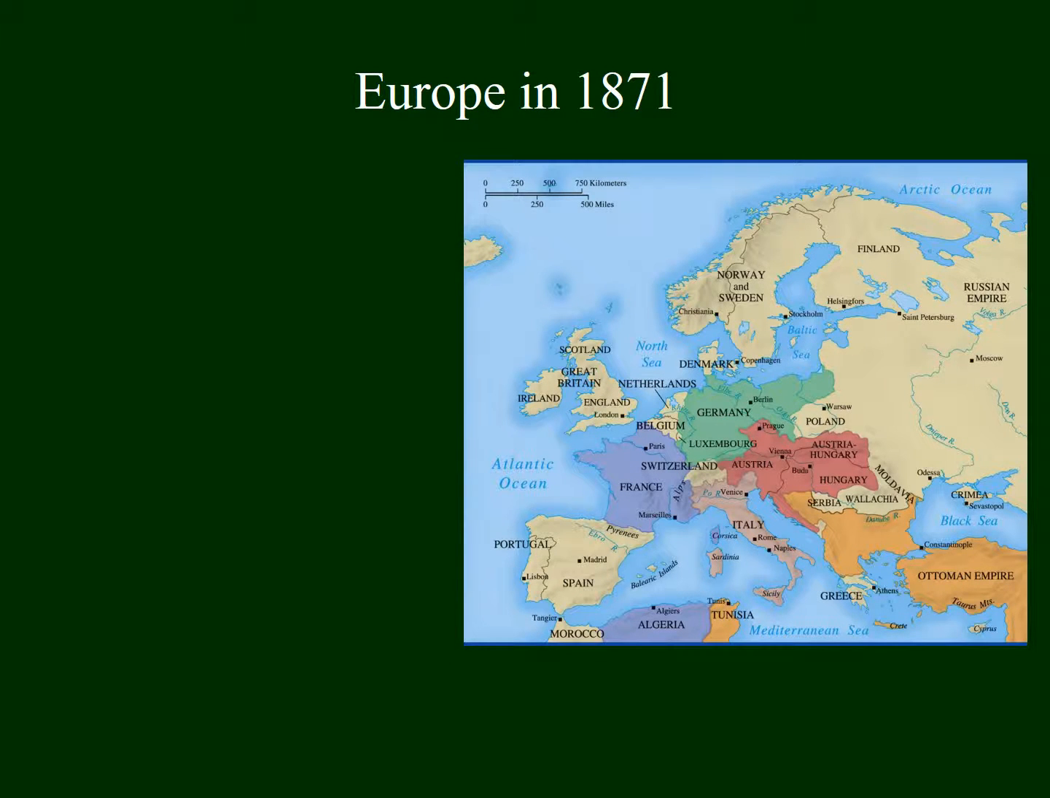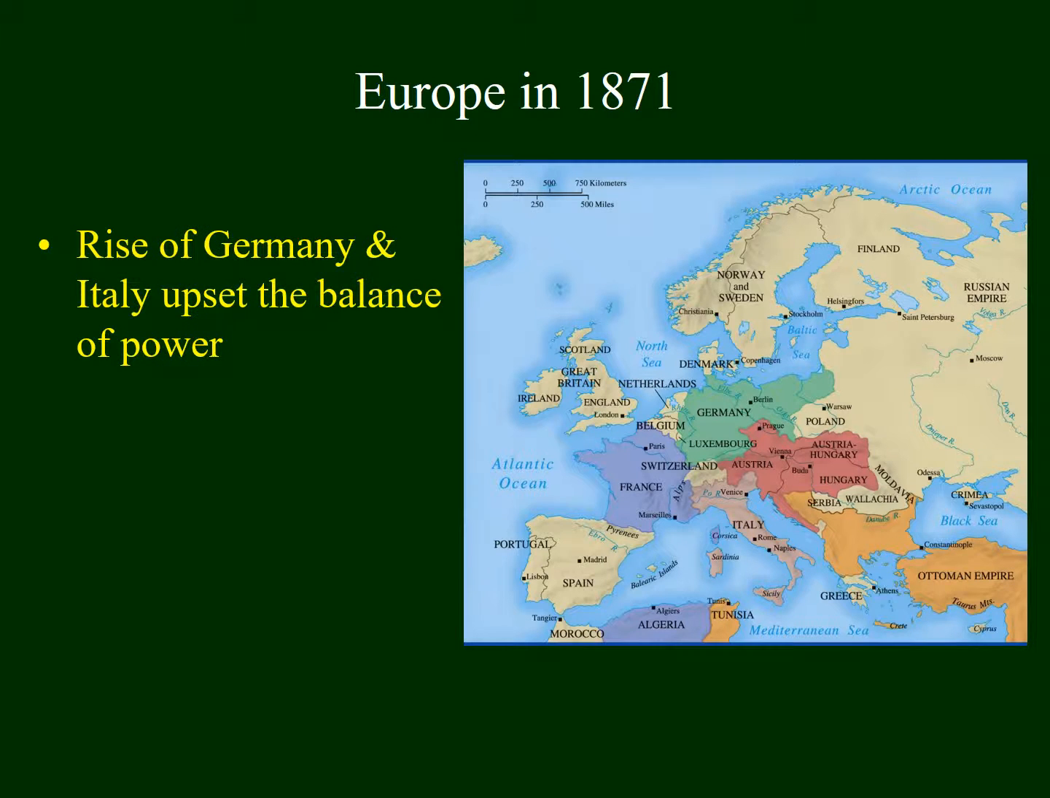By 1871, Germany and Italy had unified. See, what had happened is that prior to the unification of these countries, there was a balance of power in Europe. The creation of Germany and Italy upset the balance of power that had been in place ever since the fall of Napoleon in 1815.